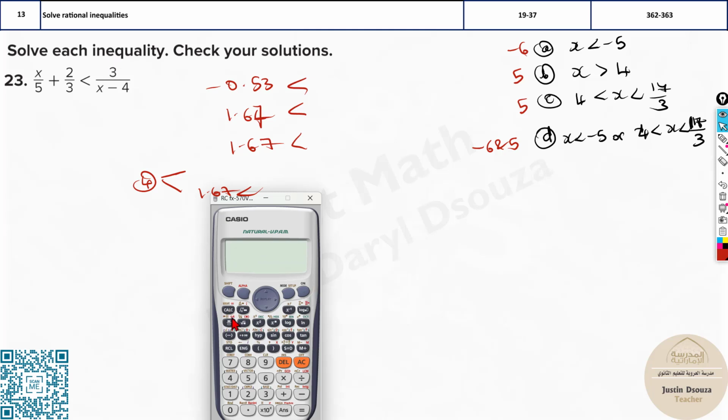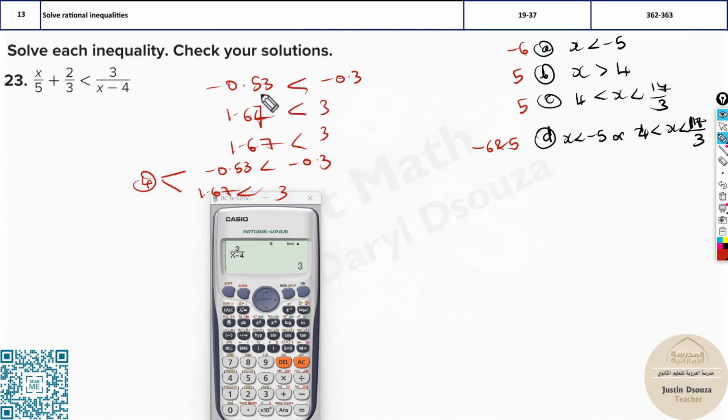Now let me write the right side as well. It's 3 divided by x minus 4. Now here what we have got, -0.53 less than. Now let's start testing the value at the right side. It will be calculated at -6. Okay, it's -0.3. So the first one is also -0.3. Now what about the 5's? Let me calculate at 5. It's 3. So everywhere else it's 3, 3 and 3.